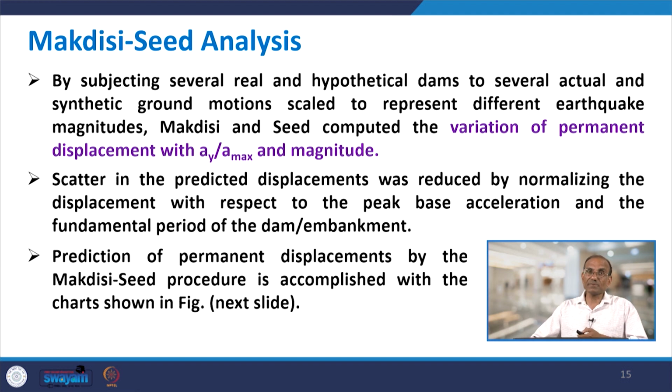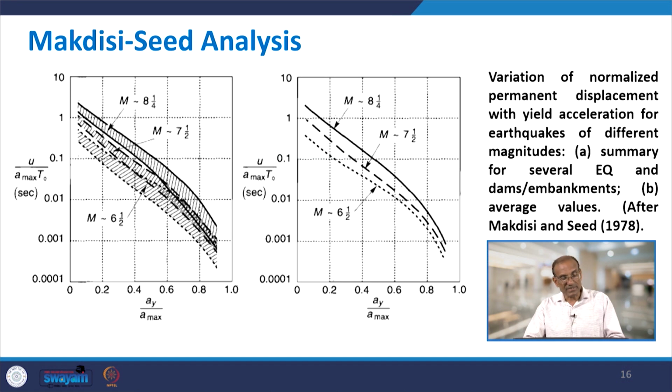The scatter in the predicted displacement could be reduced by normalizing the displacement with respect to the peak base acceleration and the fundamental period of the dam. So, the scattering is removed, and the prediction of permanent displacement by Makdisi and Seed is presented with a chart. So, in this chart what has been done?